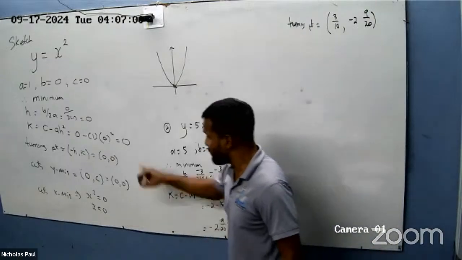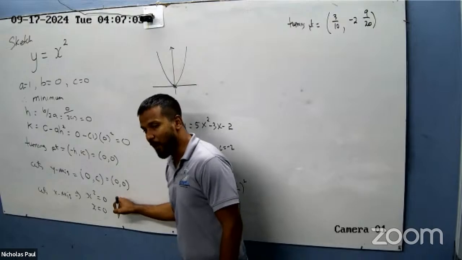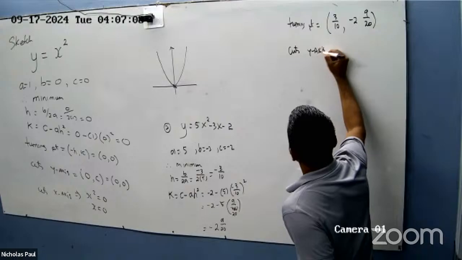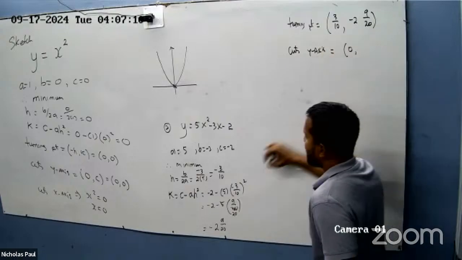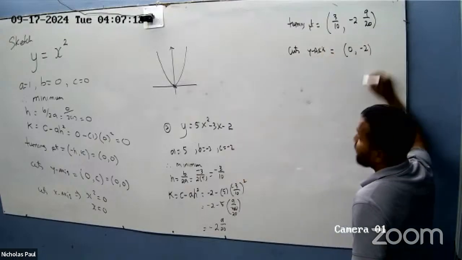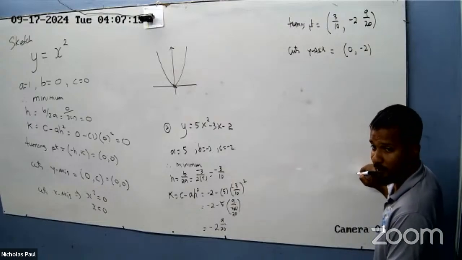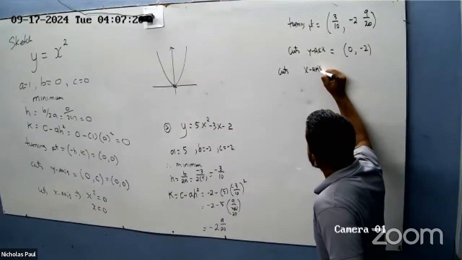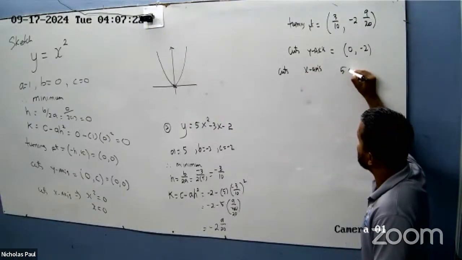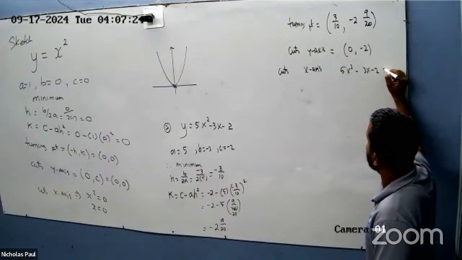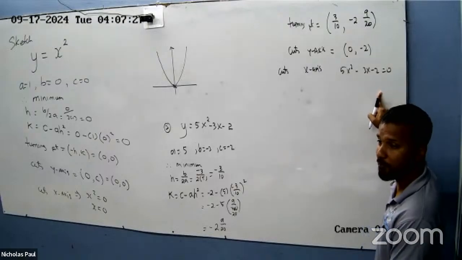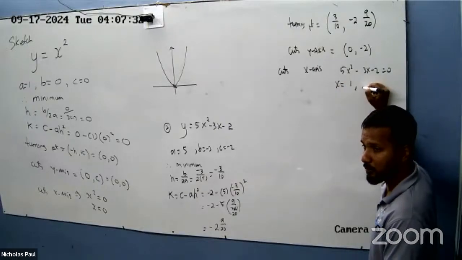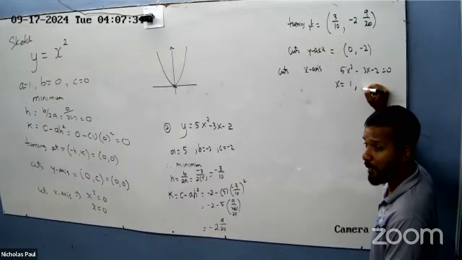Next part is to find where it cuts the y-axis. It cuts the y-axis at 0, C. So write what C is. That's okay? And last part, where it cuts the x-axis, you take the quadratic, which is 5x squared minus 3x minus 2, and you solve it in the calculator. And you'll get x is 1 and minus 0.4.